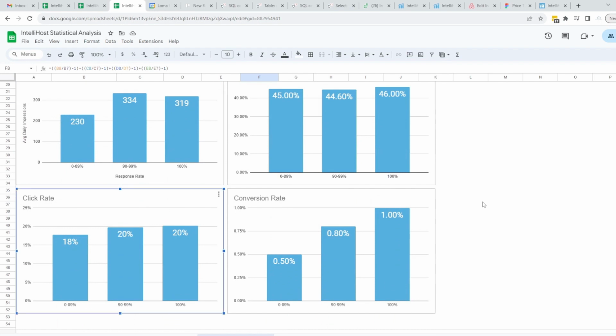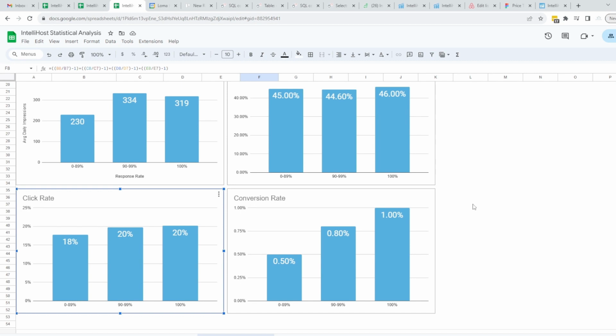For click rate, there is an increase from really underperforming properties to 90%. But after 90%, there's really no improvement in click rate. And that makes sense because guests can't really even see your response rate in their search results. So it's really not going to drive your clicks.